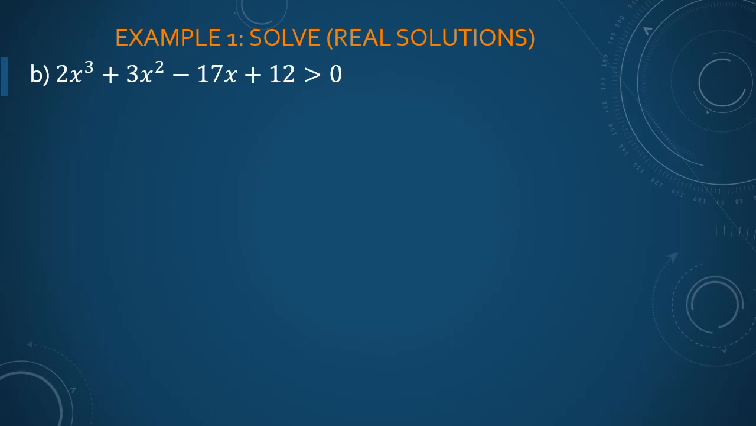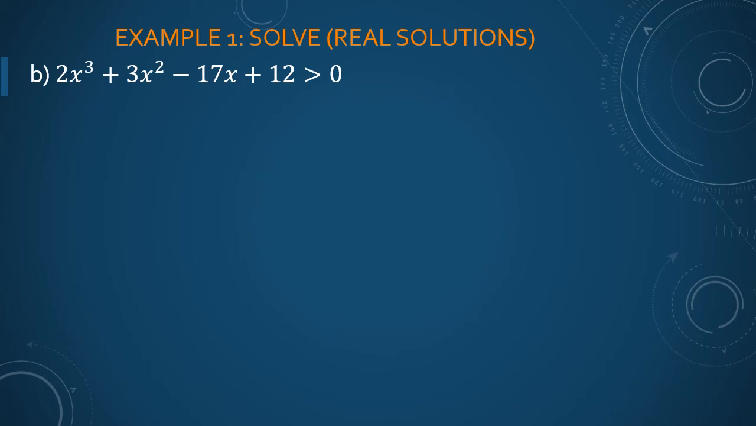B, solve. Step number 1. I need to find the zeros, which means I need to have it in factored form. A was easy. It was completely factored for you. B, we have to factor it. How do I factor that? Well, you just did a whole unit basically on factoring polynomials. You have to use the factor theorem. So you want to test factors of 12.